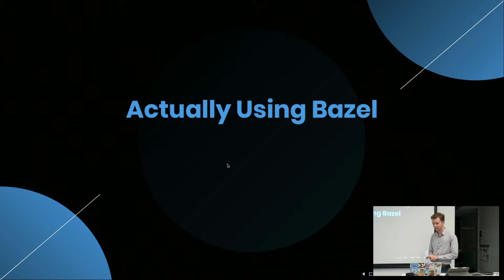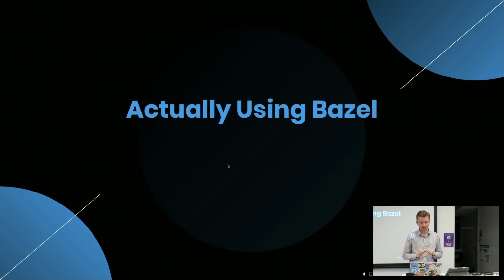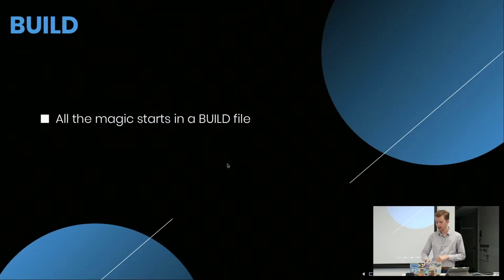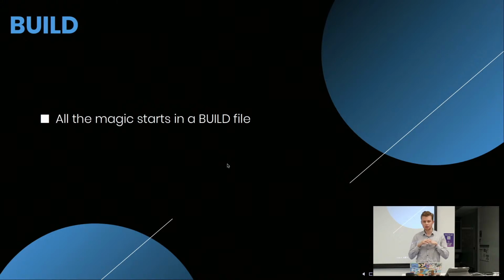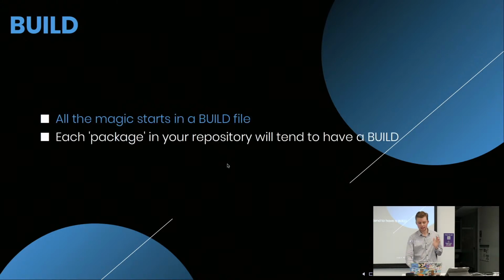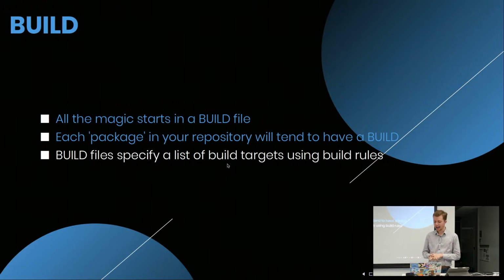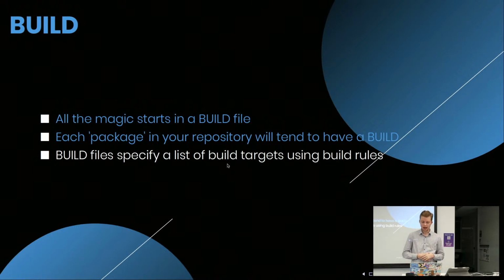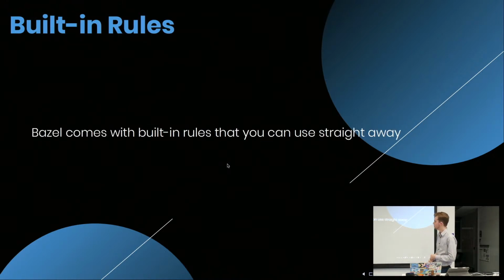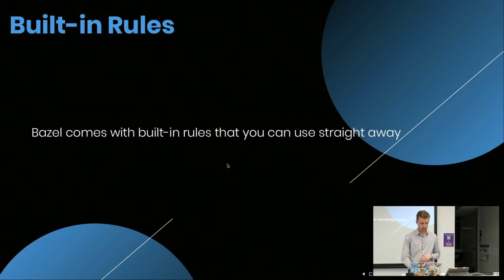Okay, so here's the fun part. What we're going to do is do a live demo of using Bazel. So the first part of that is the build file. The build file is where the Bazel magic starts. You create one for each of the packages in your repository, generally, and in your build file you specify the list of build targets using build rules. Bazel comes with a number of built-in rules, and we're going to use some of them.